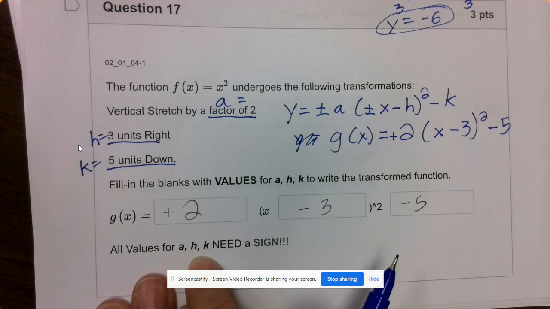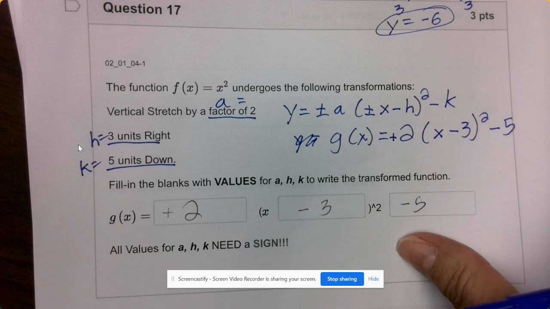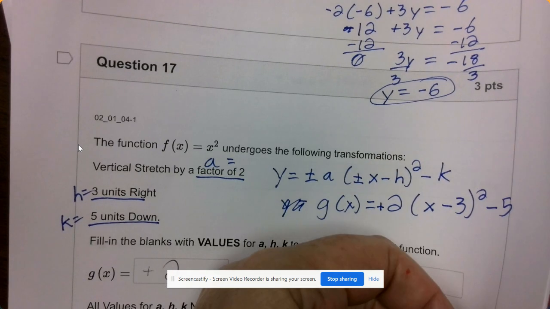H, k, and a, h and k need a sign, everybody. So make sure you're putting the signs in. And keep track of our signs.